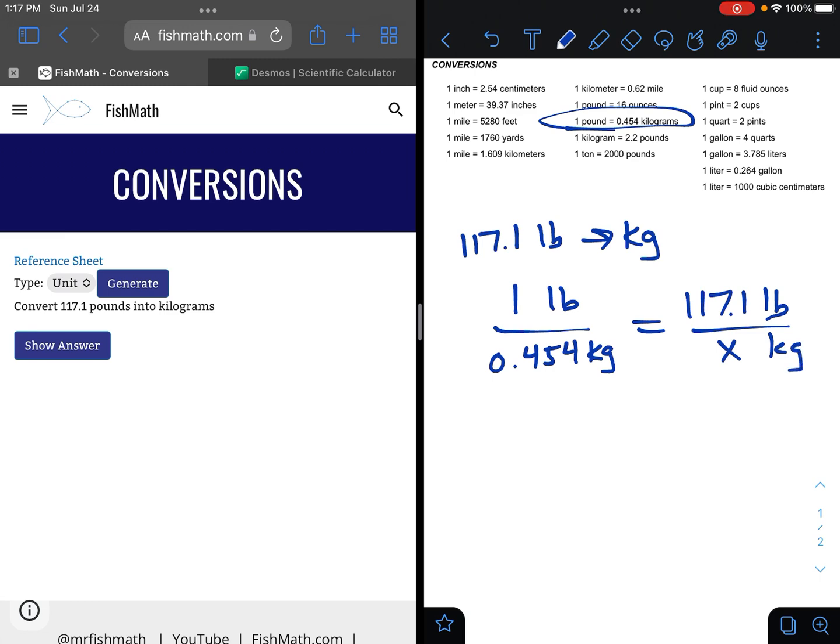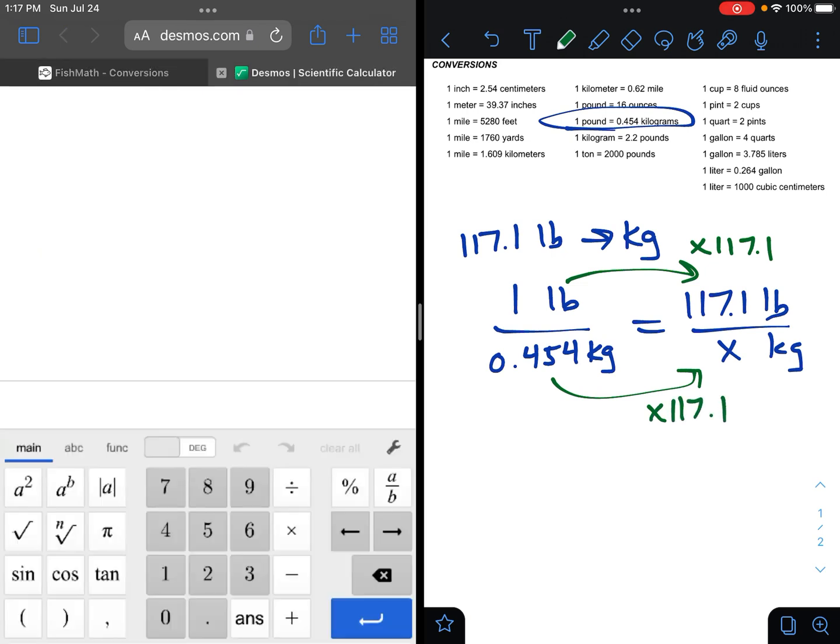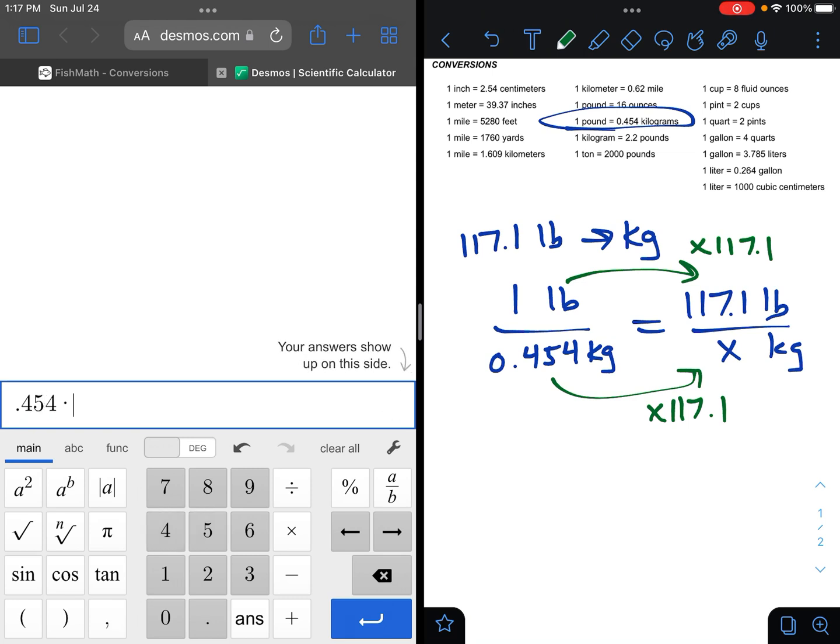And then that has to equal the same ratio of 117.1 pounds over X kilograms. And then from here you can find a scale factor. So it looks like going from 1 to there is obviously times 117.1. So times 117.1. And you can use our calculator and get that answer. So 0.454 times 117.1 is our kilograms.